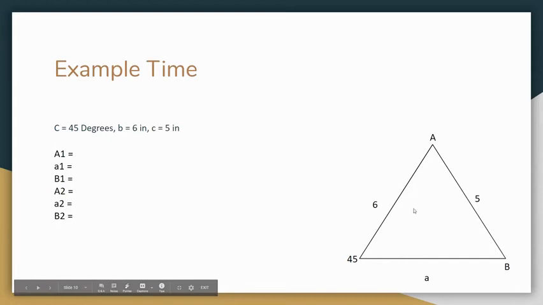So if we want to solve for H, it's the opposite of our angle 45, which means 6 is the hypotenuse. So we can actually do 6 sine 45 equals H. When we do that, we get that H equals 4.243, which is less than our C value of 5, meaning we have two triangles. So we're going to start off by solving for our first angle B.